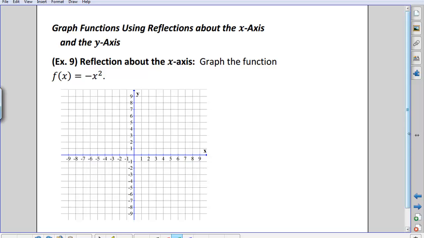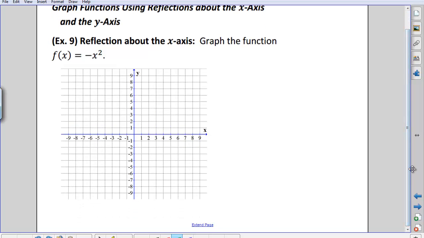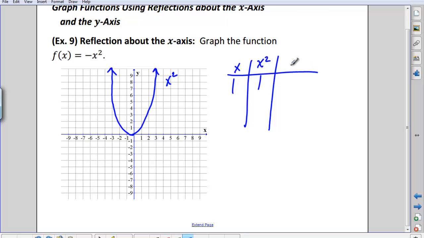Okay, reflections. These are not as bad. It says graph the function f of x equals the opposite of x squared. Now we know x squared looks something like this. Okay. The opposite of x squared, instead of the point 1, 1, we change that to the opposite, it becomes the opposite of 1. So it's right here.